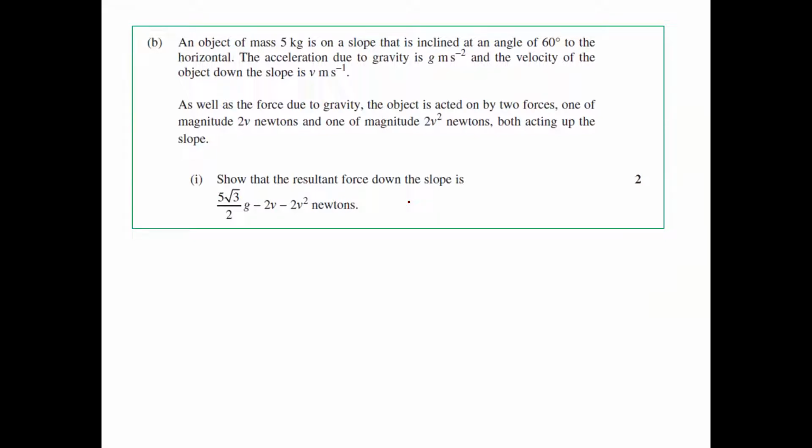Part B, this is the force question. B part 1 is to show the resultant force down the slope is 5√3 on 2 g minus 2v minus 2v squared.